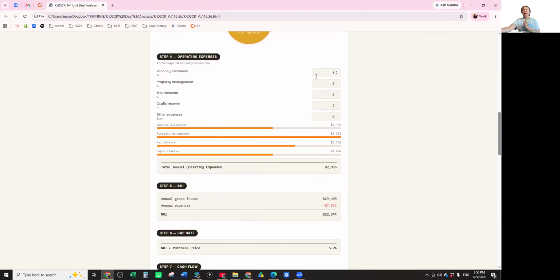Vacancy allowance, what is your market? Even though it's full, you should put 5%. Property management, you have to know your market. You should have good property management that you can trust. If you manage it yourself, you should still put property management. For my case, property that I manage myself, I still put 5%. Maintenance.